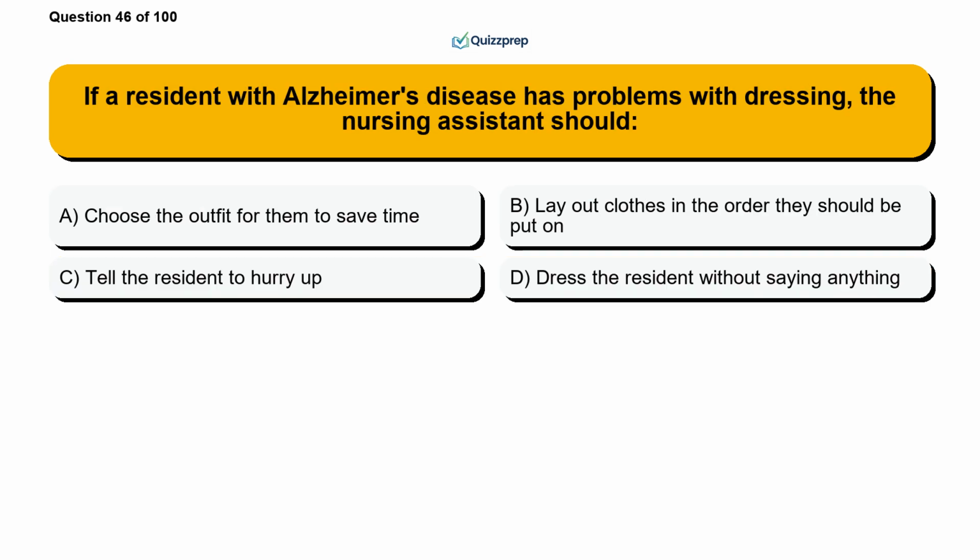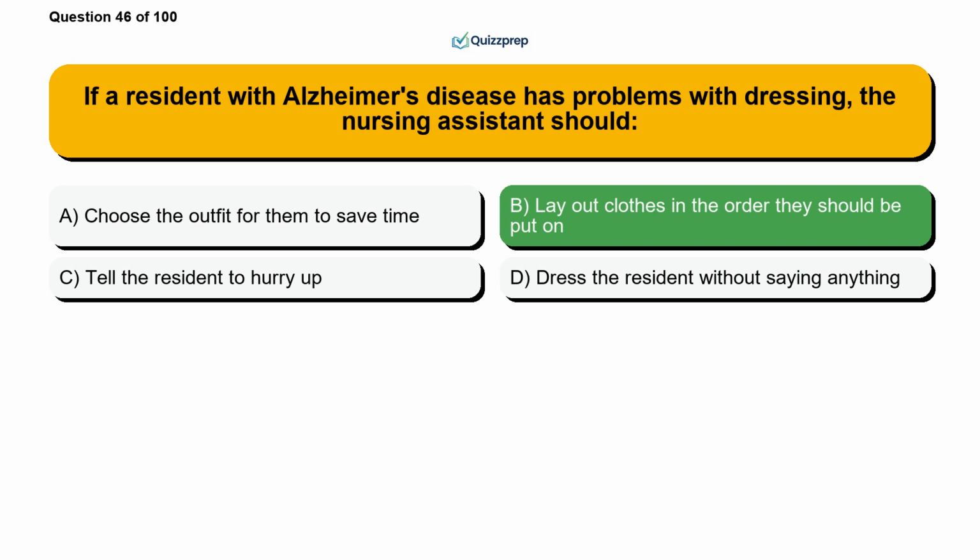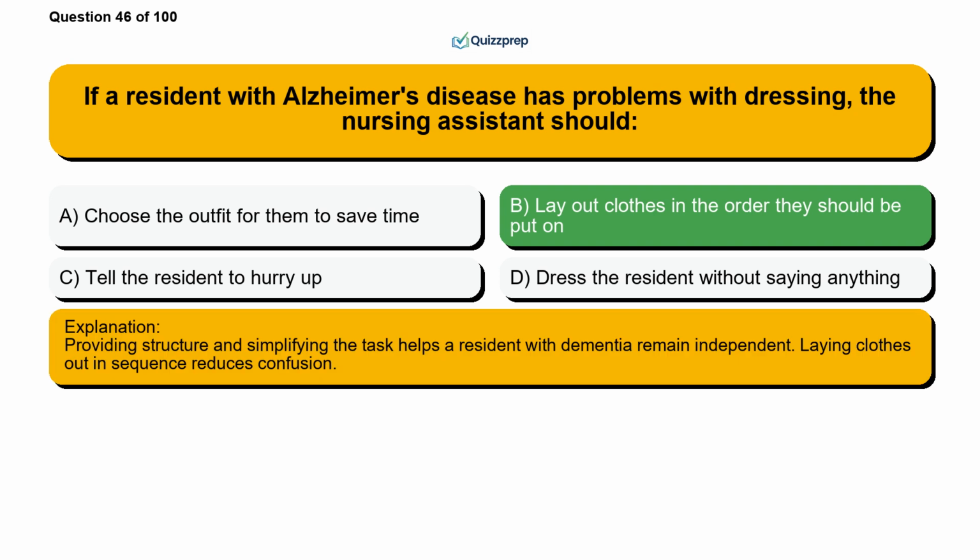Question 46. If a resident with Alzheimer's disease has problems with dressing, the nursing assistant should: Option A, choose the outfit for them to save time. Option B, lay out clothes in the order they should be put on. Option C, tell the resident to hurry up. Option D, dress the resident without saying anything. The correct answer is option B, lay out clothes in the order they should be put on. Providing structure and simplifying the task helps a resident with dementia remain independent. Laying clothes out in sequence reduces confusion.